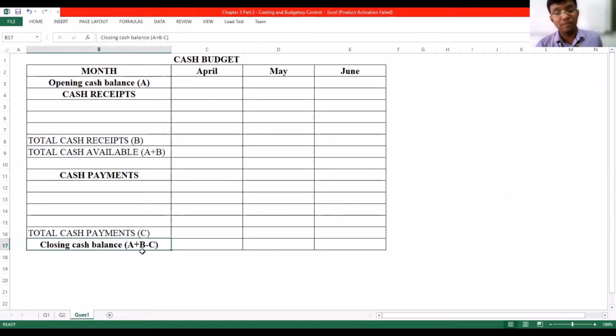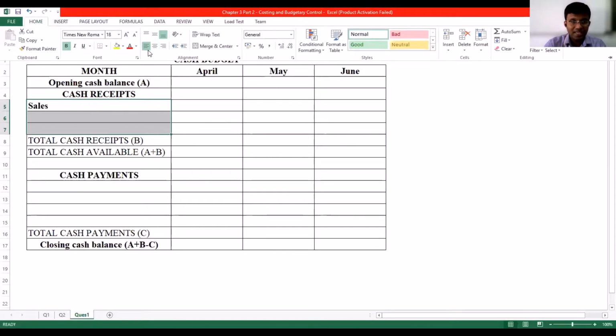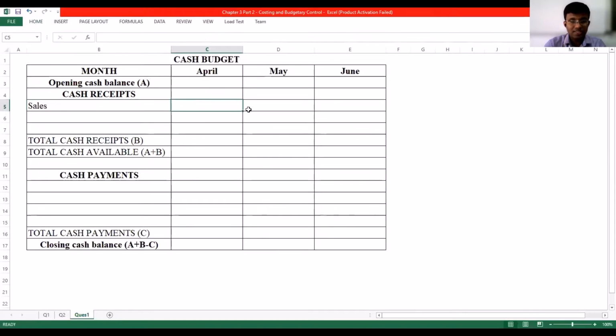And then finally we have to compute the closing cash balance. So let's go about with it. What I would advise you is to fill in the format with the items at first and then go about tabulating. So what are the cash receipts that we have? The cash receipts that we have is sales. Okay, let's look into this.